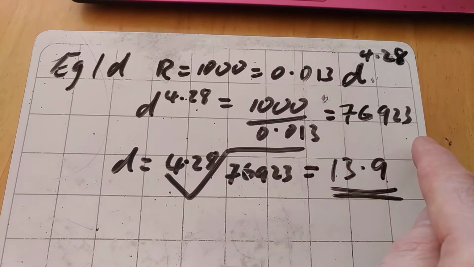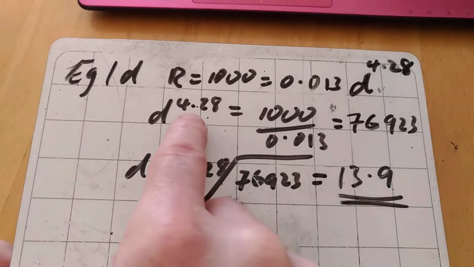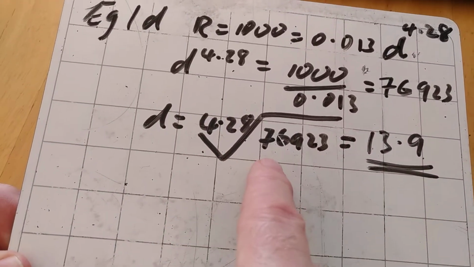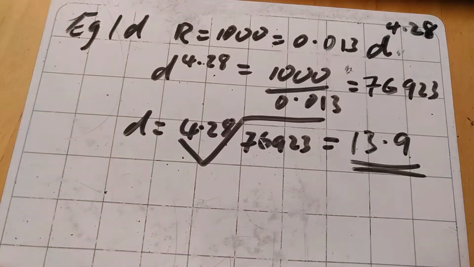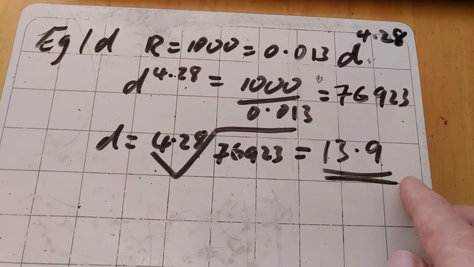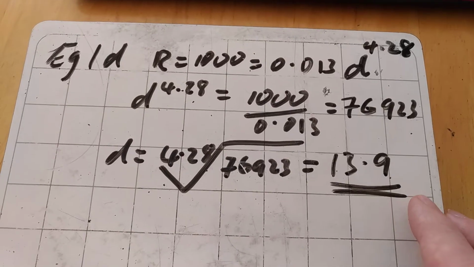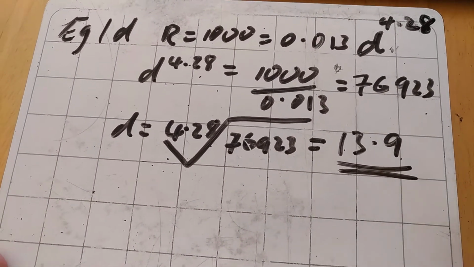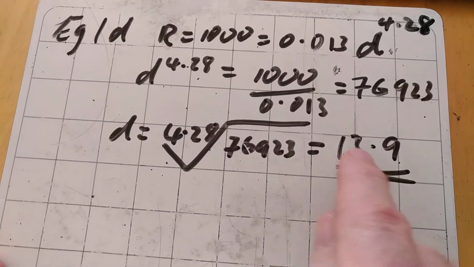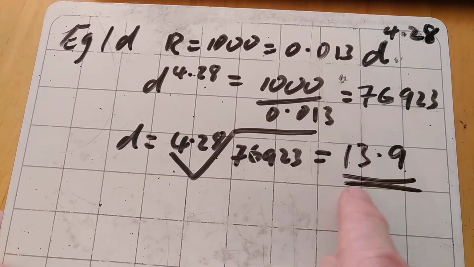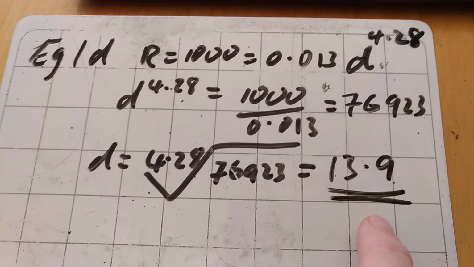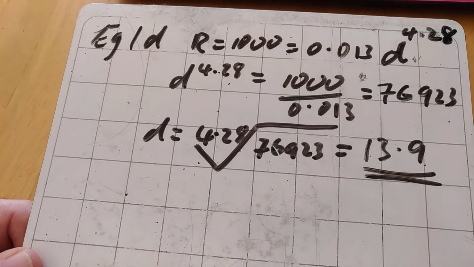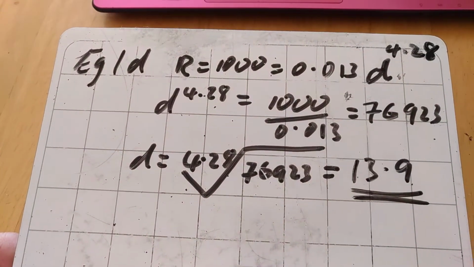I use the answer button of the calculator, and then if it's d to the power 4.28, I need that root of my answer. Press buttons, and to 3 SF, one decimal place, I got about 13.9. And don't forget, the question says use your model, so this answer is correct because it's my model. There won't be an exact value for this because it's based on your estimates for the two constants that you had to find for k and for n.